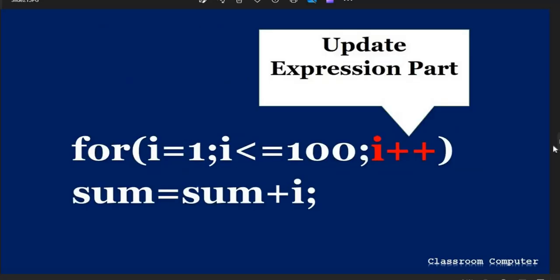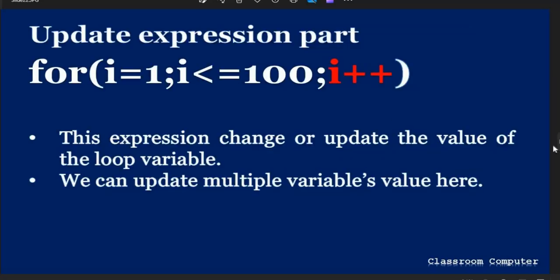Next, the update expression part. This part of the loop will update the value of the control variable or loop variable. We can update the control or loop variable by any operator, anyone. But normally we use arithmetic, unary and shorthand operators here. And also we can update multiple variables' values here. We are going to discuss this later in this video.